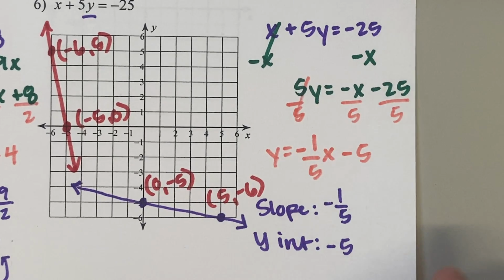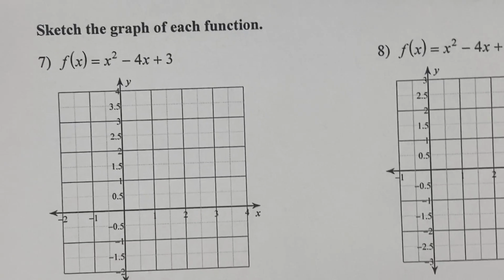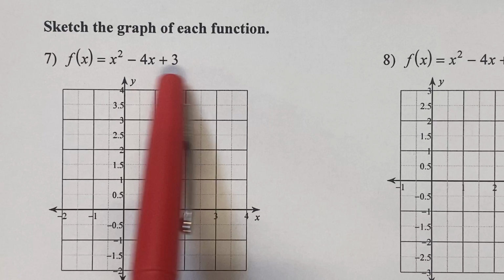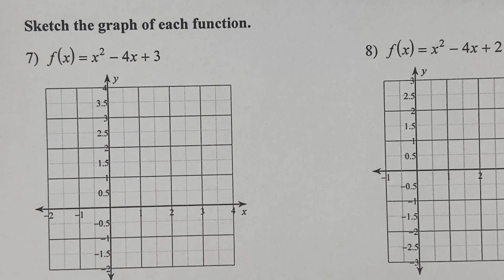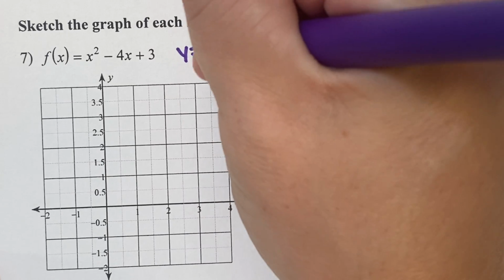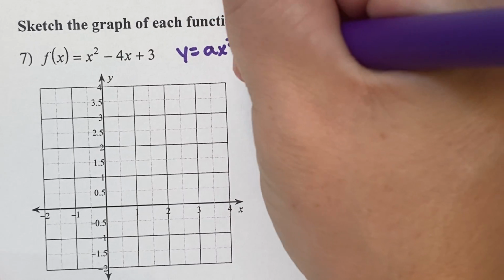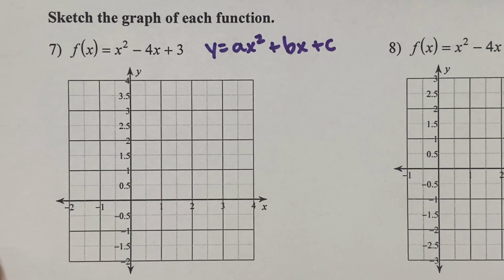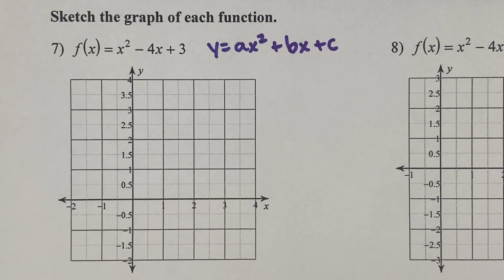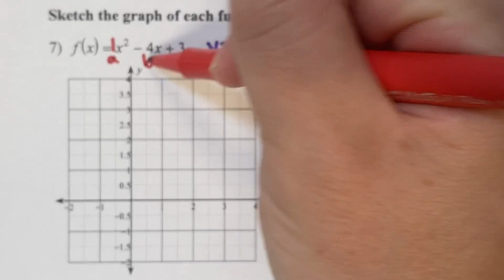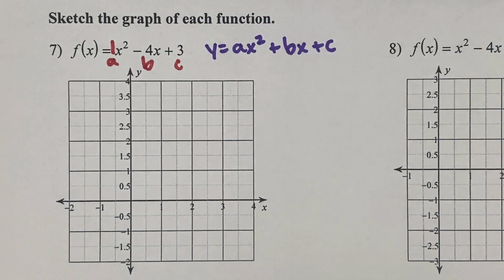All right. Okay, let's go to graphing quadratics and their inverses. These two quadratics are written in standard form. Remember, standard form of a quadratic is y equals ax squared plus bx plus c. That's going to help us find our a, b, and c. My a is the coefficient of 1, my b is negative 4, my c is 3.